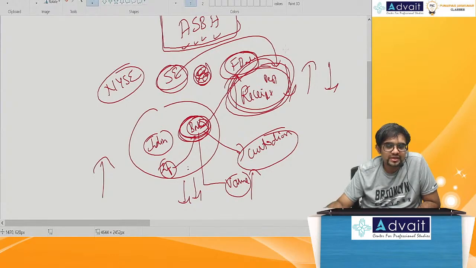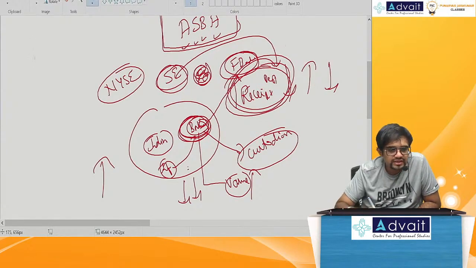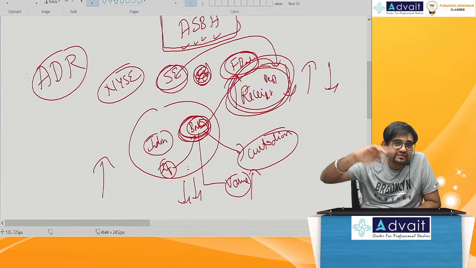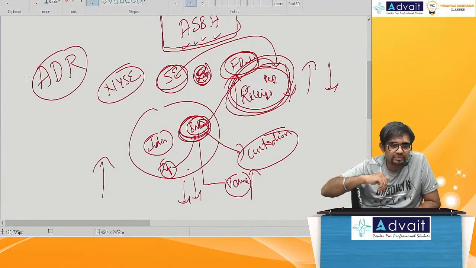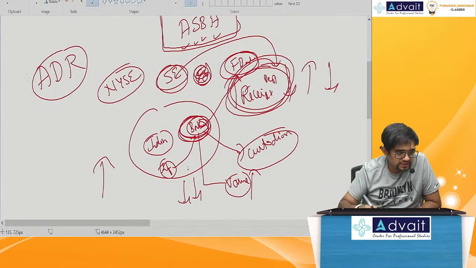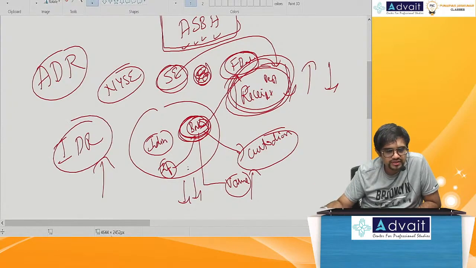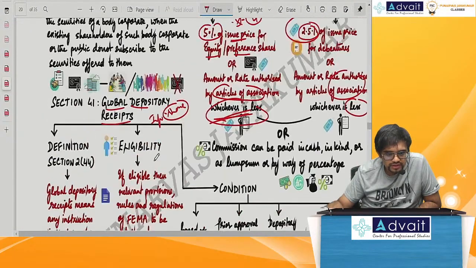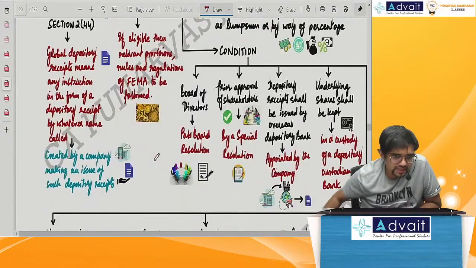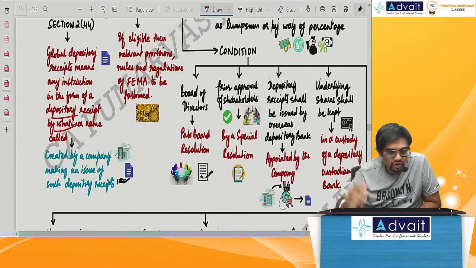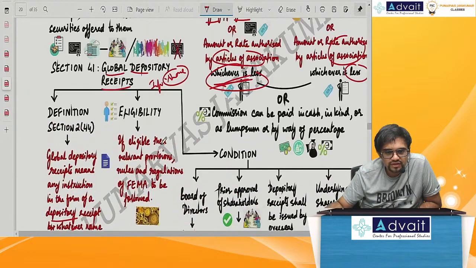If Americans want to buy shares in an Indian company, that is called American Depository Receipts. As simple as that. In the reverse case, if Infosys wants to buy a share in Tesla, then that is called an Indian Depository Receipt. As simple as that. Then GDR: Global Depository Receipt means any instrument in the form of a depository receipt by whatever name called. If eligible, I have to go with the FEMA regulation.